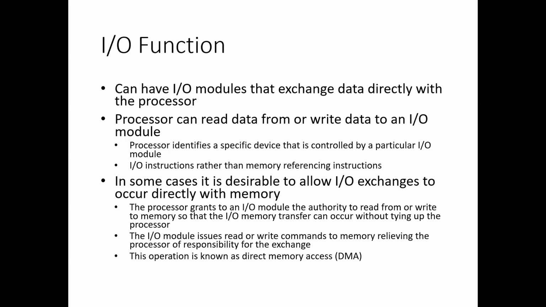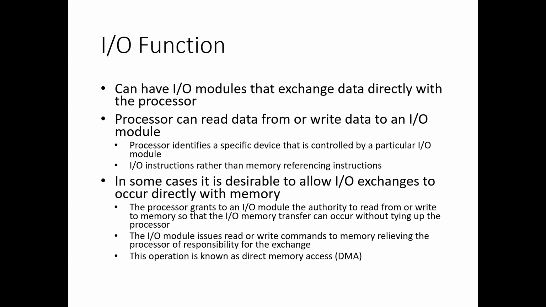So we can have IO modules that exchange data directly with the processor. The processor can read data from or write data to an IO module, and then the processor identifies a specific device that's controlled by a specific IO module. These are IO instructions rather than memory reference instructions.